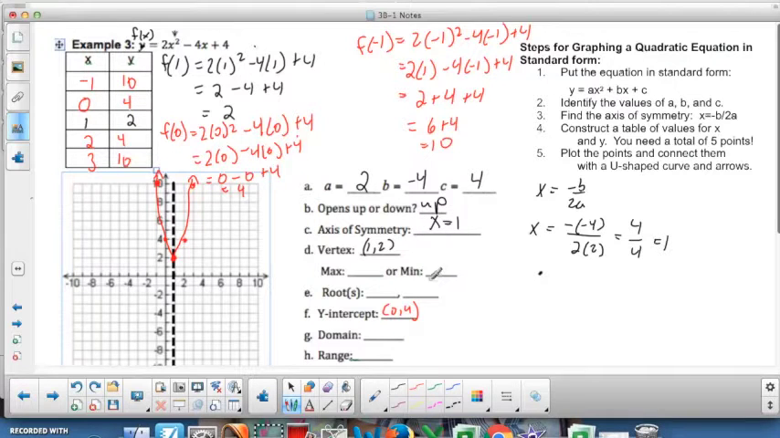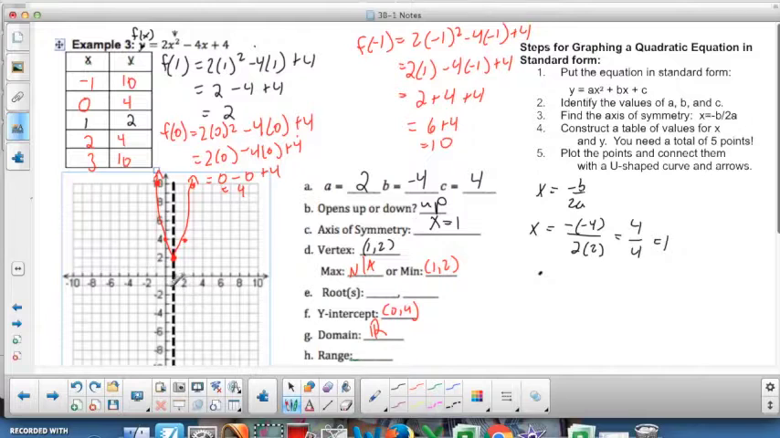I have a minimum because anytime I open up, I'm going to have a minimum. It's at that vertex of 1, 2. There is no max because it's going to continue on forever. My domain, as with every quadratic function, is going to be all real numbers. The one exception to that is if you have a real life scenario type problem and there's something about the situation that restricts the domain. But for most basic quadratic functions, your domain will be all real numbers because you can plug anything you want into this x and you'll get an output.